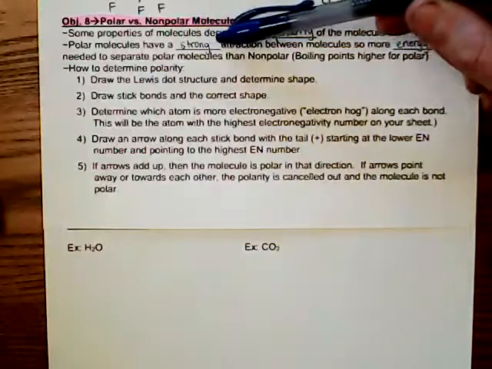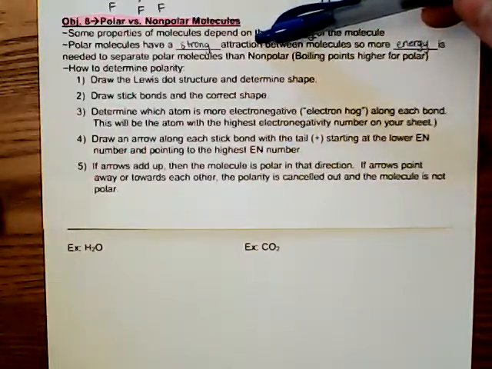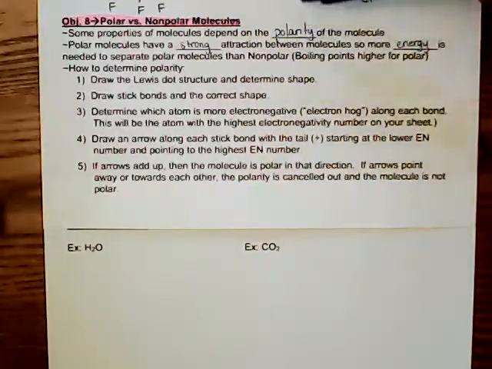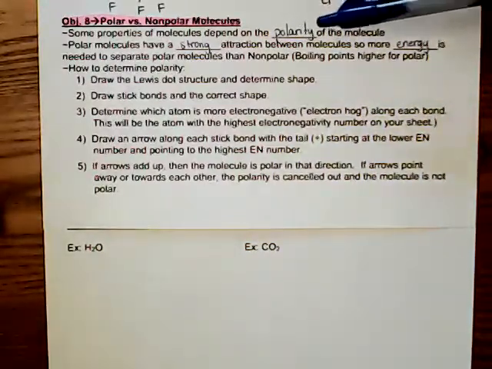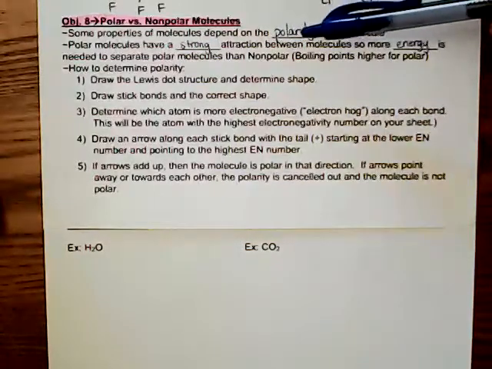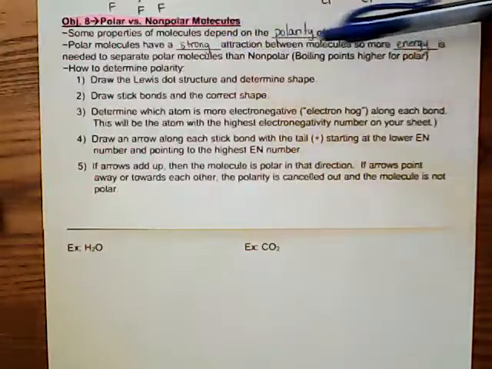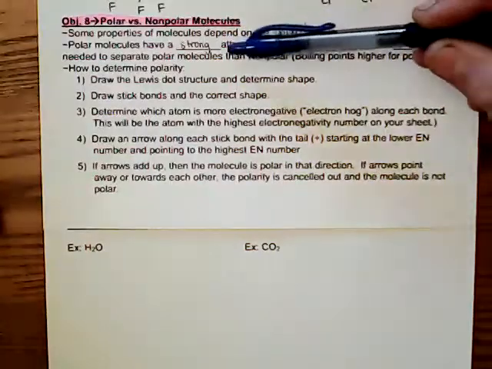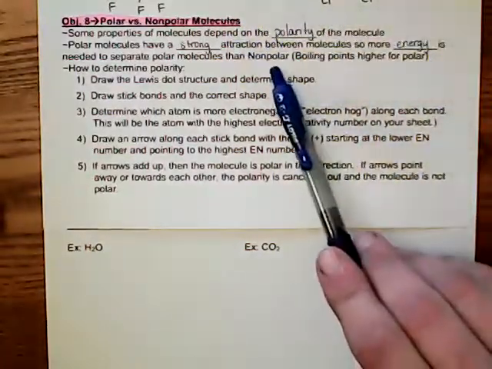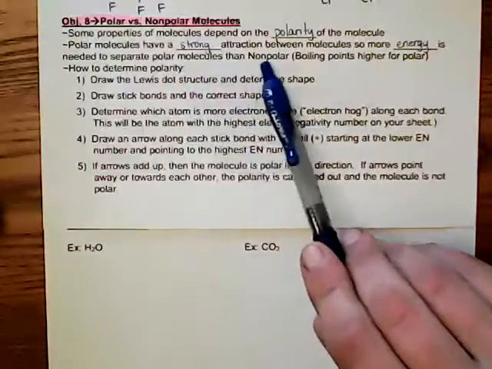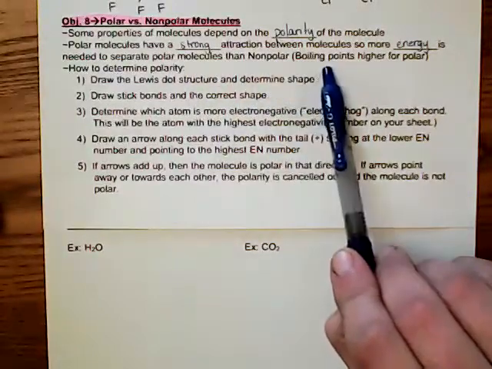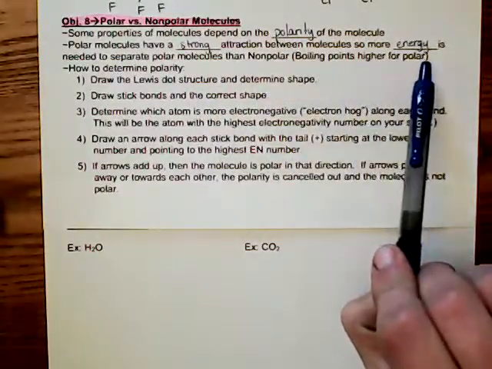Polar molecules have a stronger attraction. That's because on polar molecules, when it's unequal sharing, you have one side of the molecule that is negative, the other side that is positive. So that positive-negative attraction between them is what makes them stronger. So more energy is needed to separate polar molecules than nonpolar. So polar molecules are stronger, nonpolar molecules are weaker. Boiling points are higher for polar molecules.